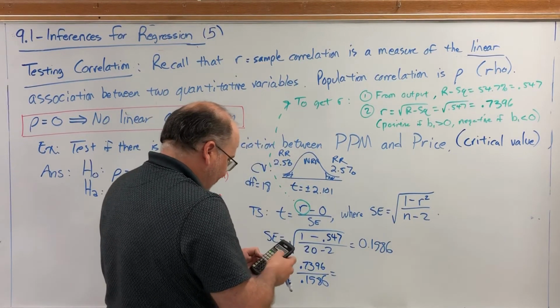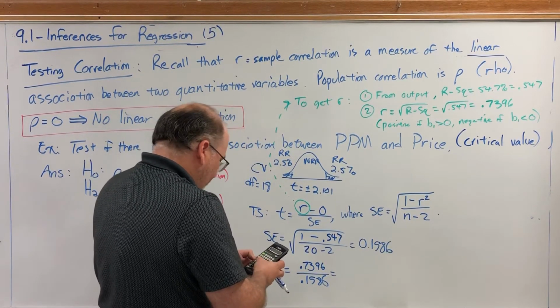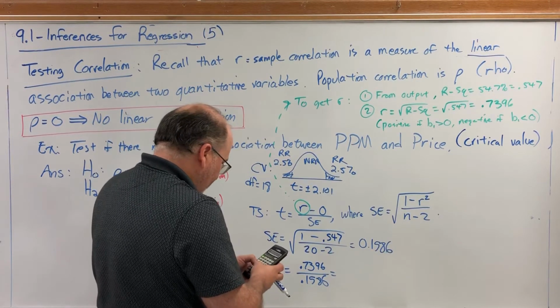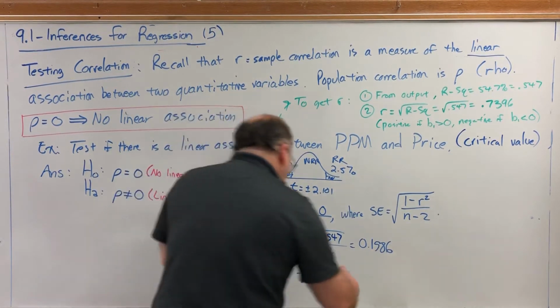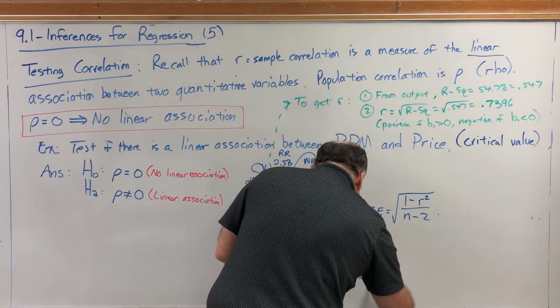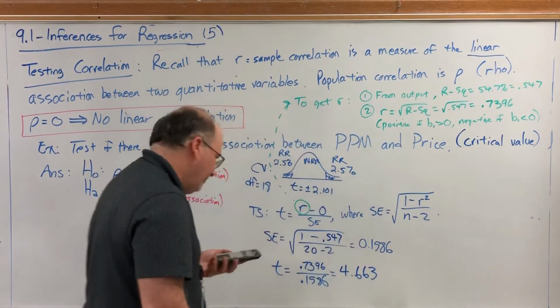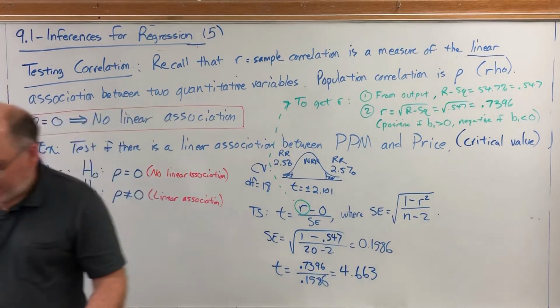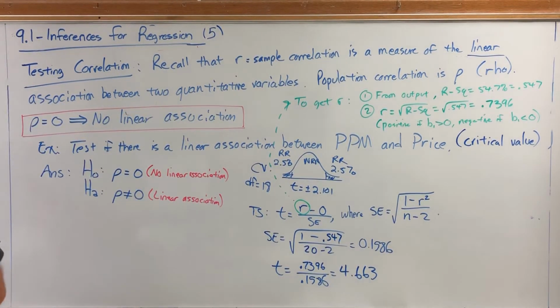If I can type, 7396, 1586. 4.663. Well, that looks awfully familiar. Wasn't that the same test statistic that we had? Or it was. But that was a totally different setup.